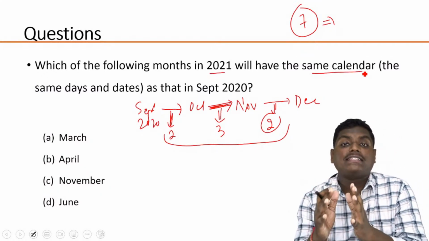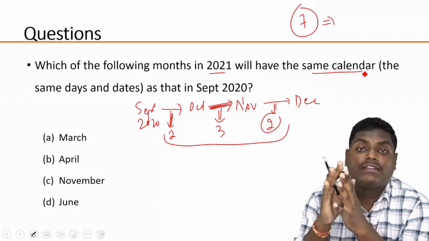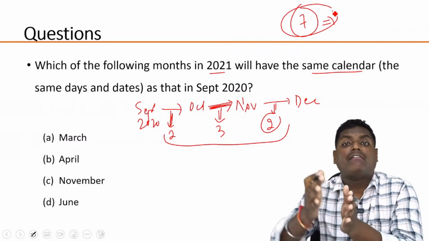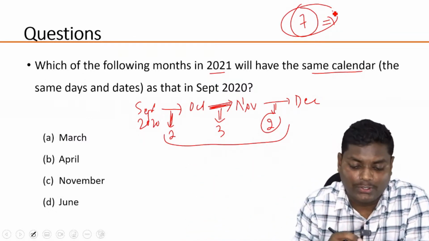So for having the same calendar year, the number of odd days that we are getting should be divisible by 7. That's the logic, because whenever it is divisible by 7, we can have a complete week. So the same exact date can match. That is the concept that we're looking at.